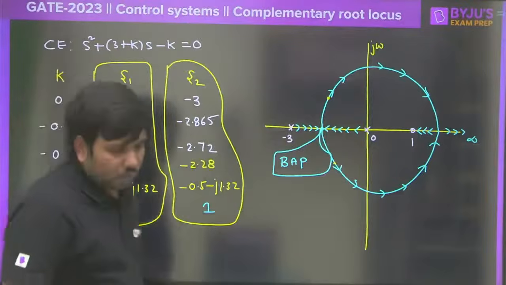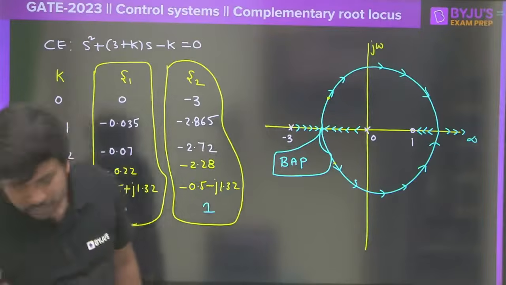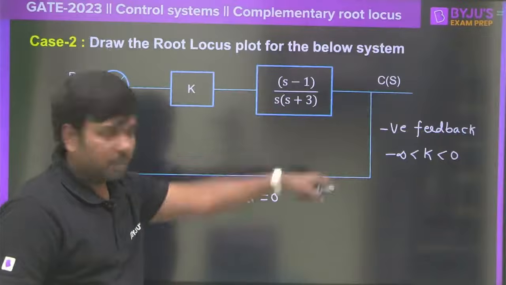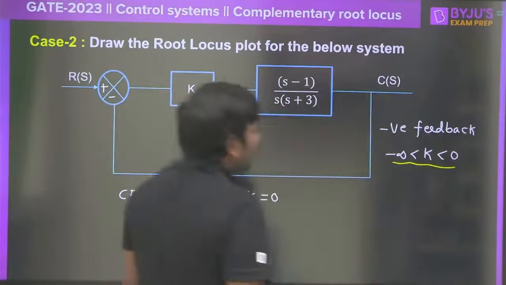Now what kind of feedback did we use? Everyone please mention here. Raviteja and Ganasri Repalle, please mention in the comment section. What kind of feedback did we use here? We used negative feedback, right? But we have taken the values from minus infinity to k 0.